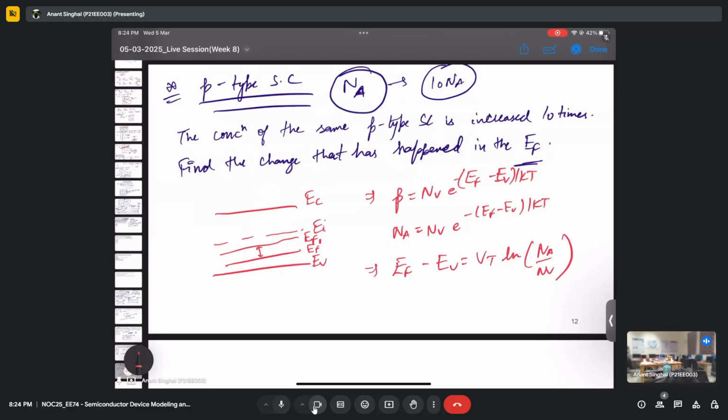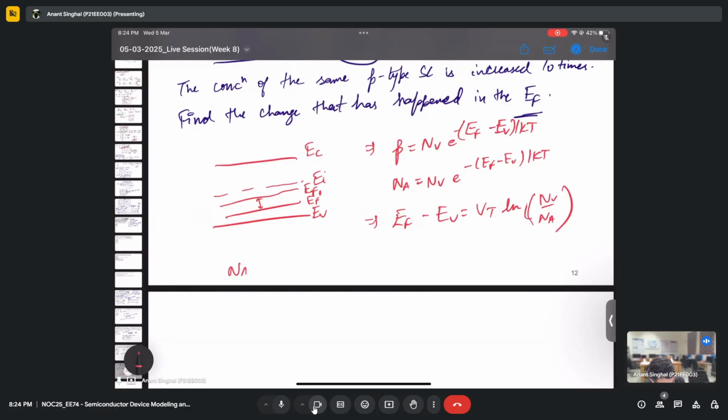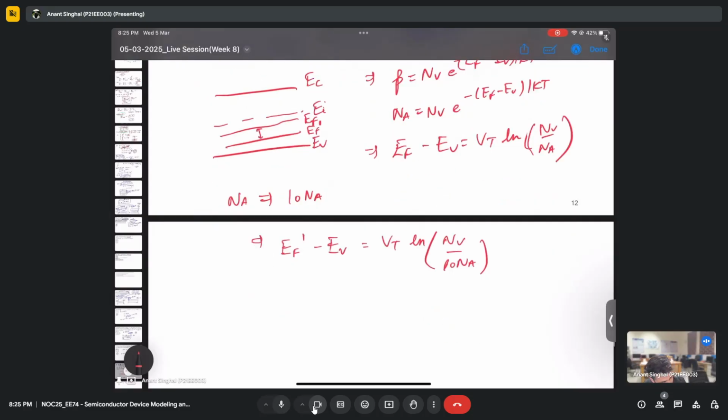Or rather, NV over NA, since NV will be higher. So EF minus EV is kT ln Nv over Na. Now what we have done is we have changed the Na to 10 Na. So now the Fermi level will change to EF dash. So EF dash minus EV will be kT ln Nv over 10 Na. So this is what we need to calculate.